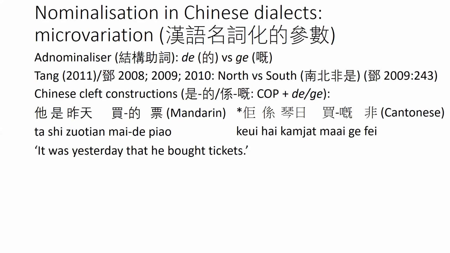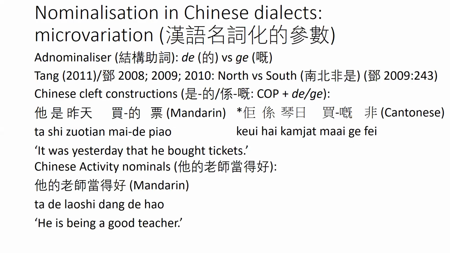The pan-Sinitic pattern is that both de and ge can be used as a sentence final particle. So in all dialects we could say 他是昨天買票的, 佢係琴日買飛嘅. But the use of de as a verbal suffix is only possible in northern varieties. In Cantonese, however, that's not possible.